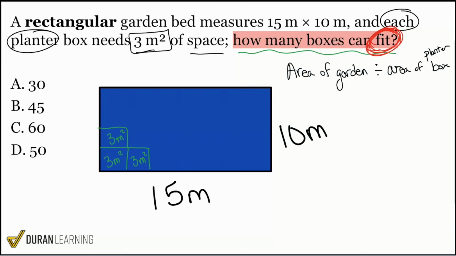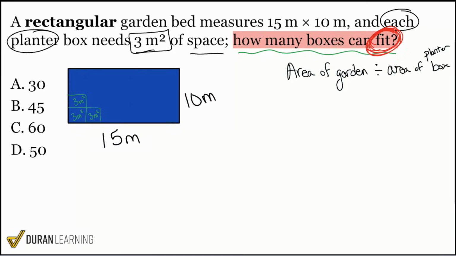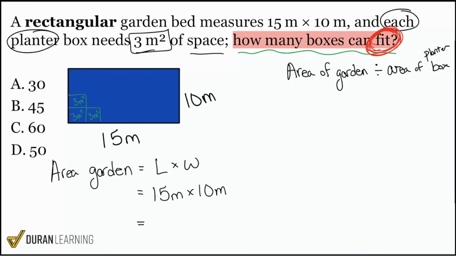So let me go ahead and take what we have and make it just a little smaller. And let's find the area of the garden first. So area of the garden, everybody, what's that going to be? Well, the area of a rectangle is the length times the width. So now we just have to plug in the values we have, which is 15 meters times 10 meters. And that's going to be 150 square meters. So we have the area of the garden. Perfect, right there.